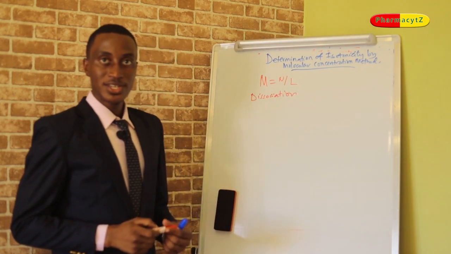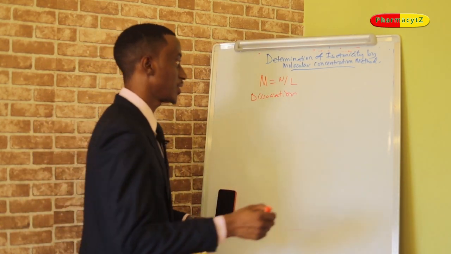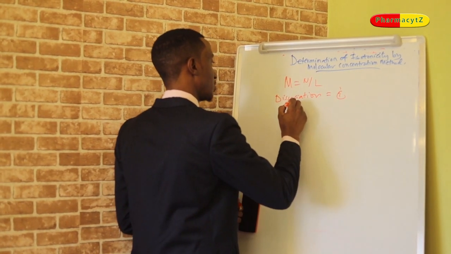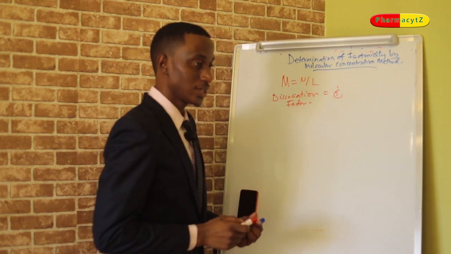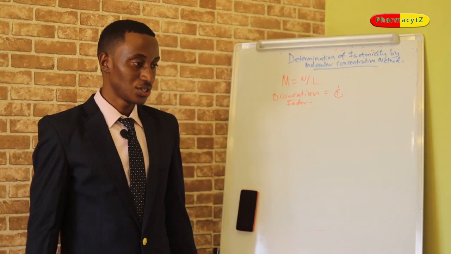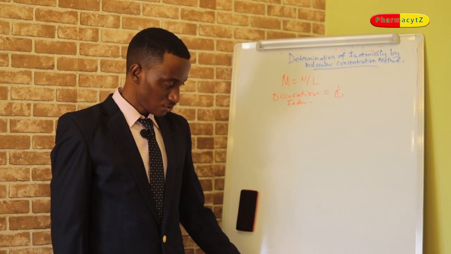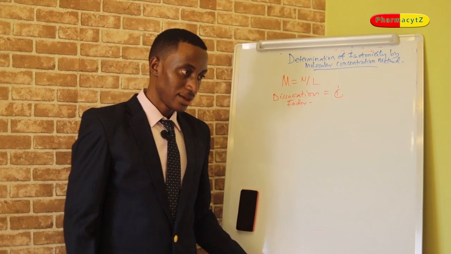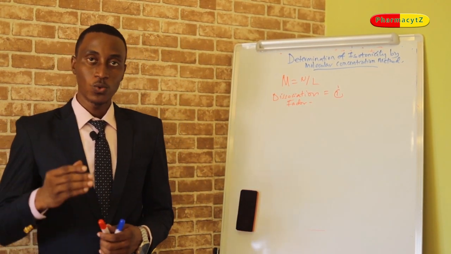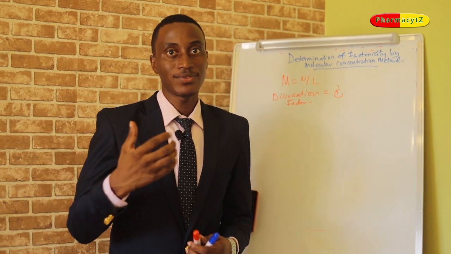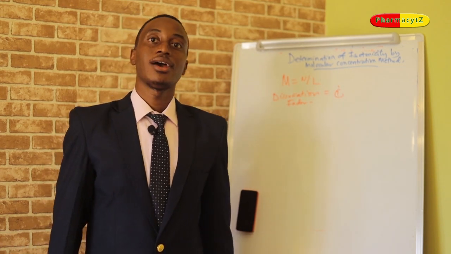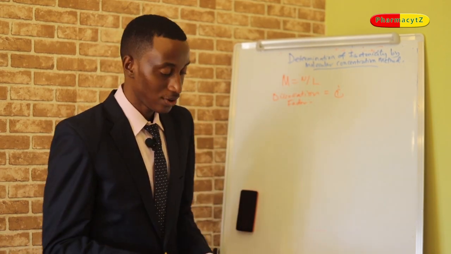In whichever dissociation, we need to have the dissociation factor, which is abbreviated as i. This is called the dissociation factor. So the dissociation factor is in correlation with the molar concentration method. It can be calculated by checking the ratio between the number of particles after dissociation and the number of particles before dissociation.